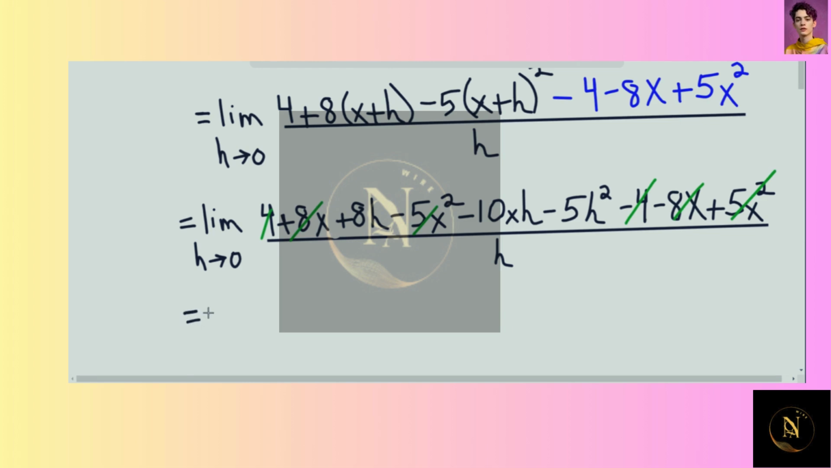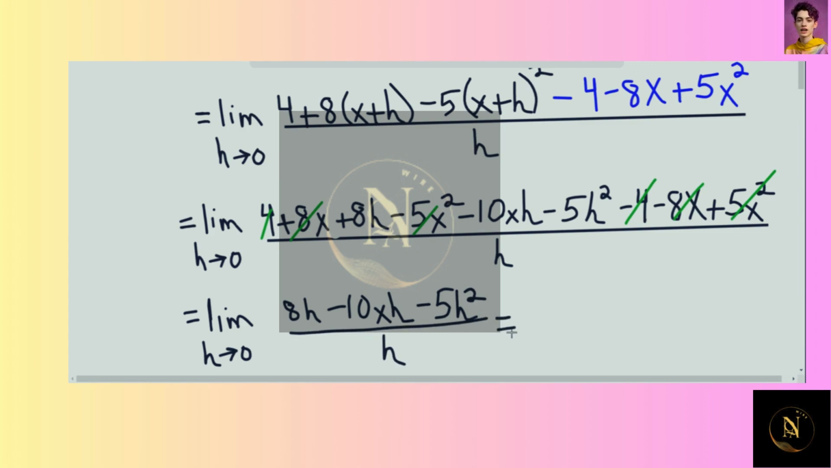So this is equal to the limit as h approaches 0 of 8h minus 10xh minus 5h squared, all divided by h. Now each one of these terms in the numerator can individually be divided by h. So we're taking the limit as h approaches 0.